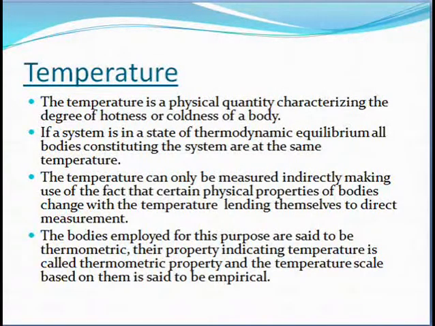The temperature can only be measured indirectly, making use of the fact that certain physical properties of bodies change with the temperature, lending themselves to direct measurement. So we actually measure these physical properties in order to measure the temperature. The bodies employed for this purpose are said to be thermometric. Their property indicating temperature is called thermometric property, and the temperature scale based on them is said to be empirical.